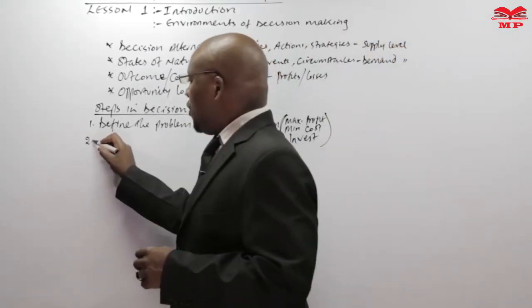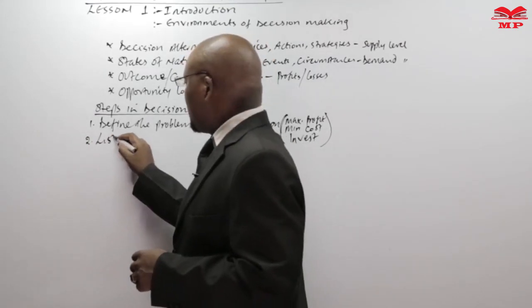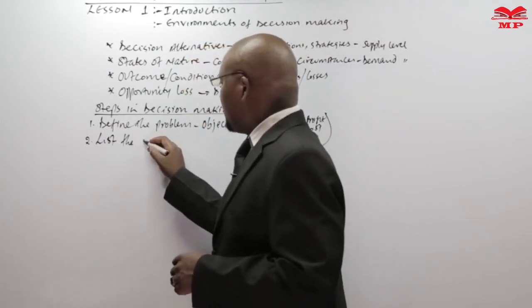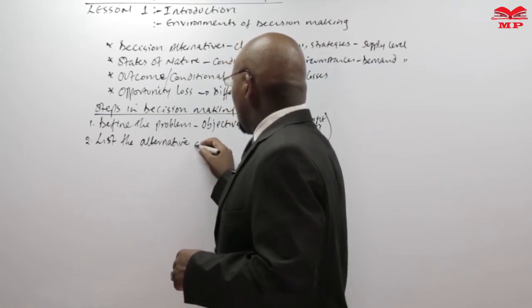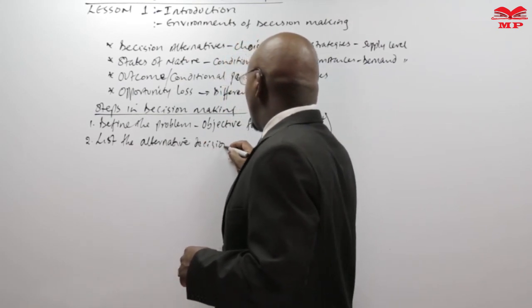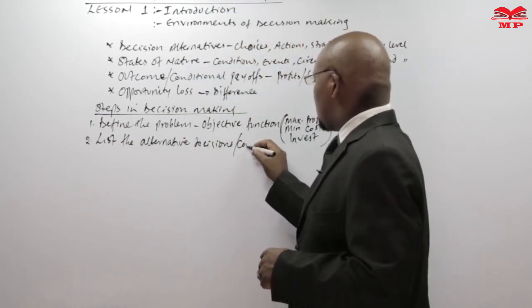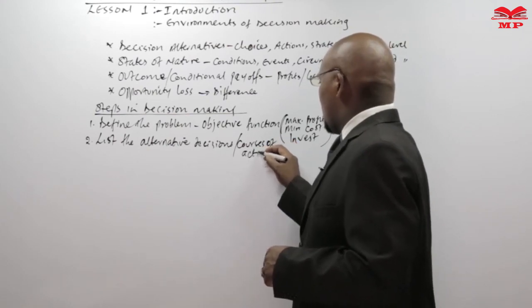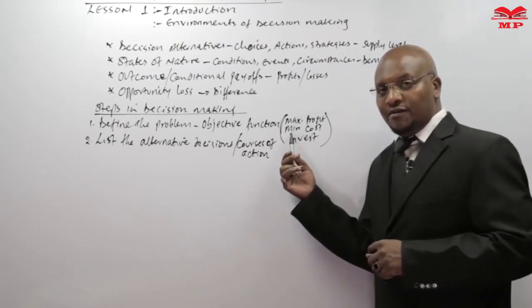Then from there, we list the alternative decisions. This is what we are calling the courses of action. So we list the courses of action. Meaning, how do we achieve this objective?